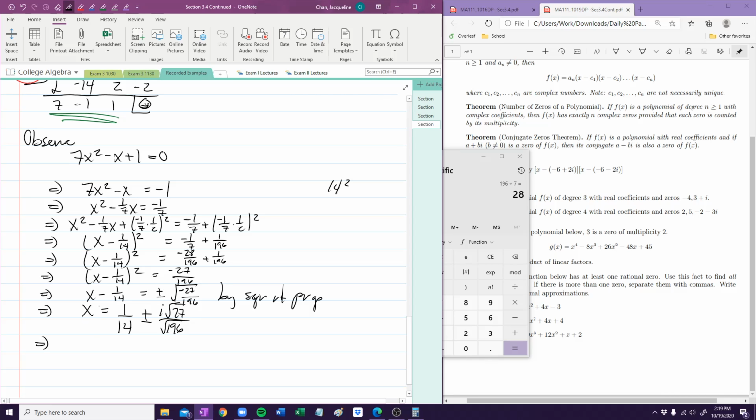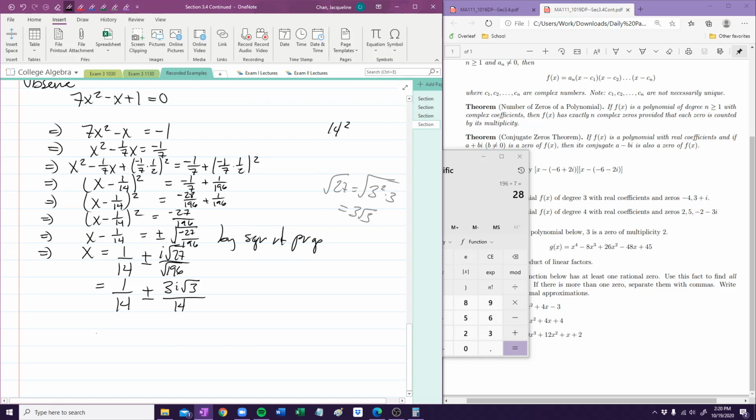If I simplify, I'm not even going to put arrows, because this is equal to this, x still equals this. Okay, 27, there's a 9, so just to show you what I'm doing, the square root of 27 is the square root of 3 cubed. Another way to think about it is 3 squared times 3. So this is 3√3. So 3i root 3, and then we know from above 196 is 14 squared. So the square root of 196 is 14.